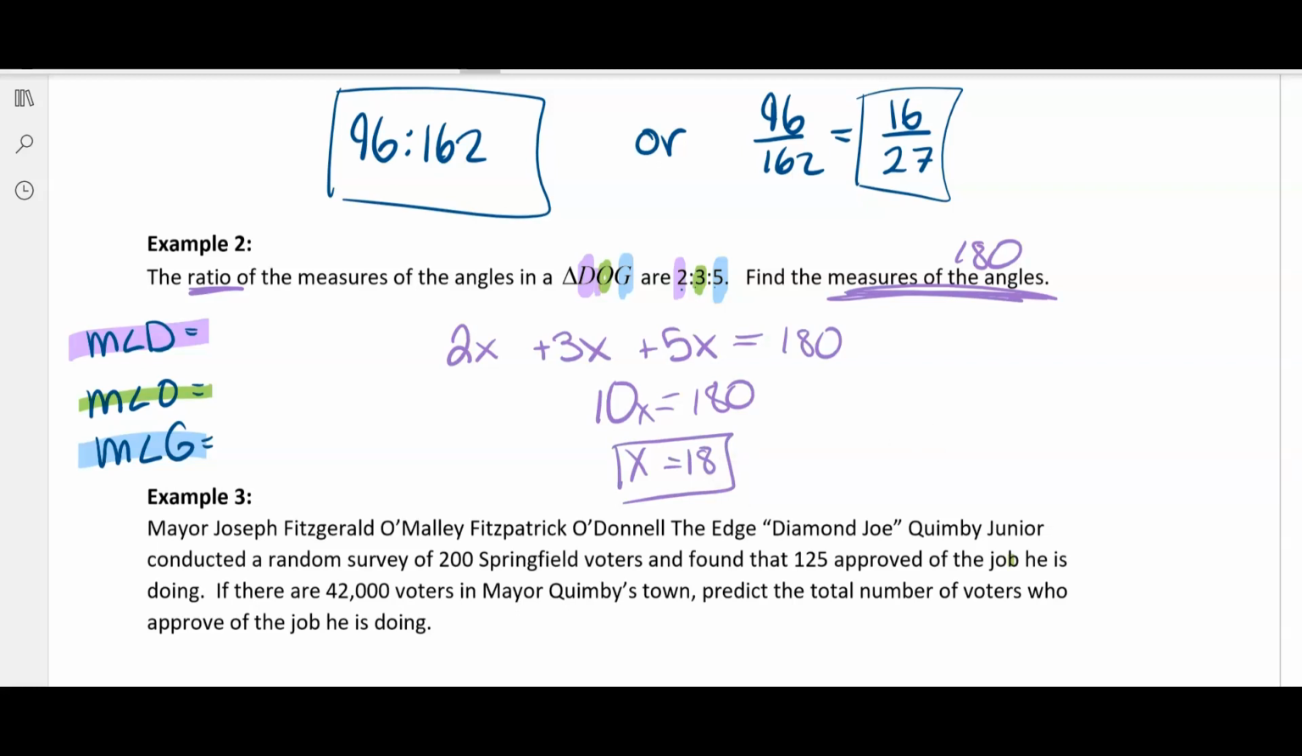Now we need to plug that in. So 2 times 18, we are going to get 36 degrees. And then 3 times 18, we are going to get 54 degrees. And then 5 times 18 is going to be 90 degrees. All right, awesome. So there we go.